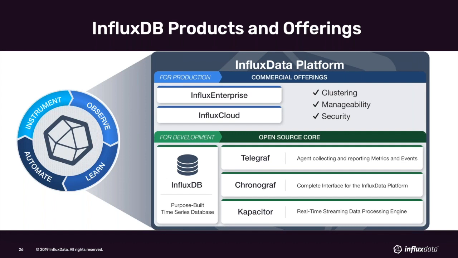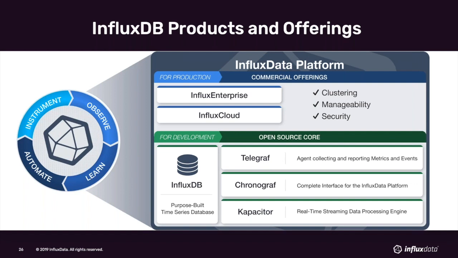Telegraf is our agent for collecting and reporting metrics and events. There are over 200 plugins that help you pull in data from various sources and bring it into InfluxDB, which is the database that's built specifically for time series data. You can use our libraries to write data, with libraries for Go, Python, JavaScript, etc. You can write data in that way, and you can instrument and format it within InfluxDB.